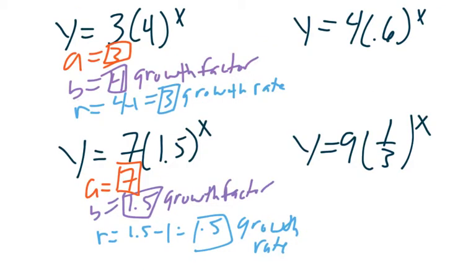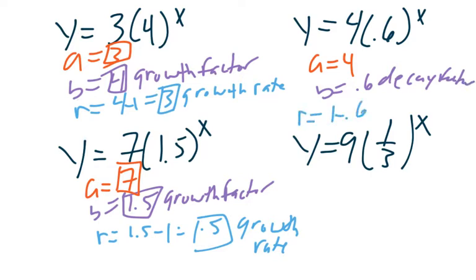So in our example here, our a value is 4, or our initial value, or starting value, or y-intercept. Our b value is 0.6, so that's our decay factor. And our r value is going to be 1 minus 0.6, or 0.4, and again, that's our decay rate.